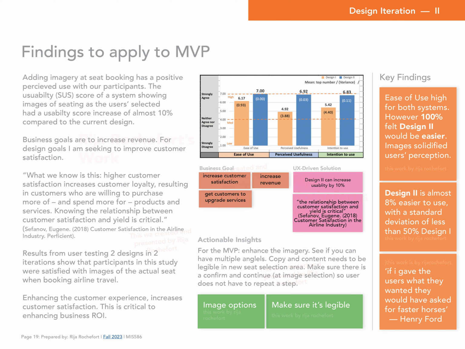In summary, my goal was to use insight to drive innovative design. The business goal was to increase satisfaction, and that would drive revenue. The UX goal was to create a better experience. All research that I did, even in the proto development, showed that imagery in booking has a positive perceived use with participants. In fact, in Iteration 2, it showed almost 10% SUS usability score increase. So 10% compared to the current design. Therefore, I feel this design will be a huge win for the business and the customer in innovation.